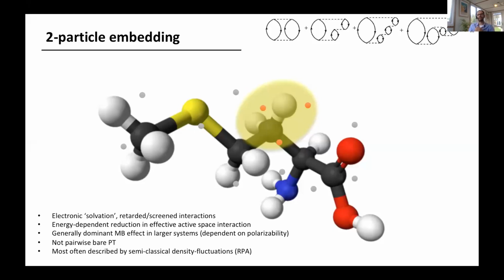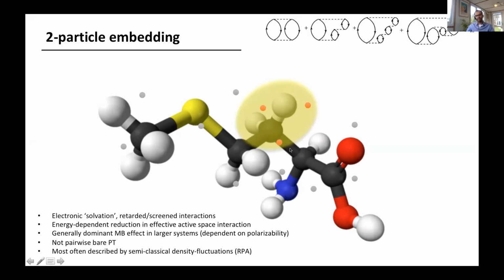If you look at something like the high density limit of a uniform electron gas, this is the RPA, the random phase approximation type physics, that is the dominant many-body physics and is not captured by a bare second order perturbation theory.